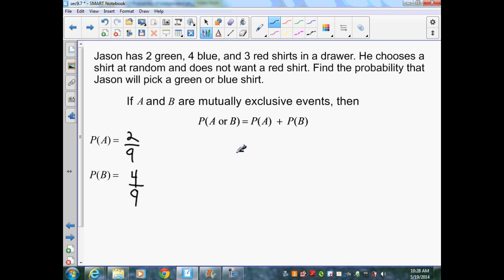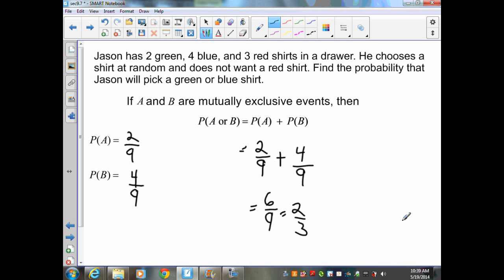Therefore, the probability of choosing A or B, 2/9 plus 4/9 equals 6/9, or a probability of 2/3. Therefore, we also can determine that this is a mutually exclusive problem because I cannot select both a green and a blue shirt at the same time.